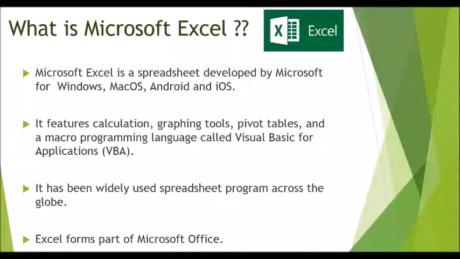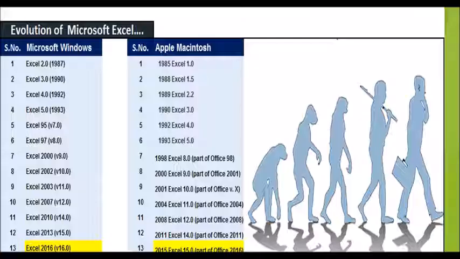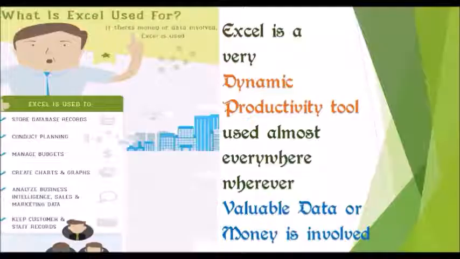It has been a widely used spreadsheet program across the globe, and Microsoft Excel forms part of Microsoft Office. Microsoft Office has many other programs like Word, PowerPoint, MS Access, and Excel is also part of the same Microsoft Office. So let us now talk about the evolution of Microsoft Excel. Microsoft Excel was first introduced in the year 1985 for the Apple Macintosh platform, and then it progressed to 1988, 89, 90 and so on, and recently Microsoft Office 2016 has been launched.